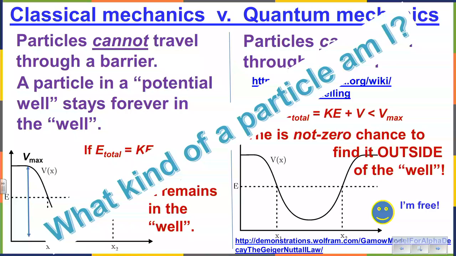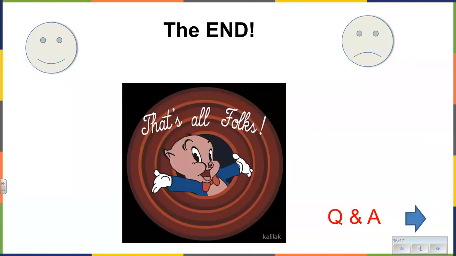But also, many ideas developed in physics might be useful for everyday life, at least for me. For example, I ask myself once in a while, what kind of particle am I? Am I a classical particle? I reach the barrier and then bounce back. Or am I a quantum particle, with a chance to tunnel through?